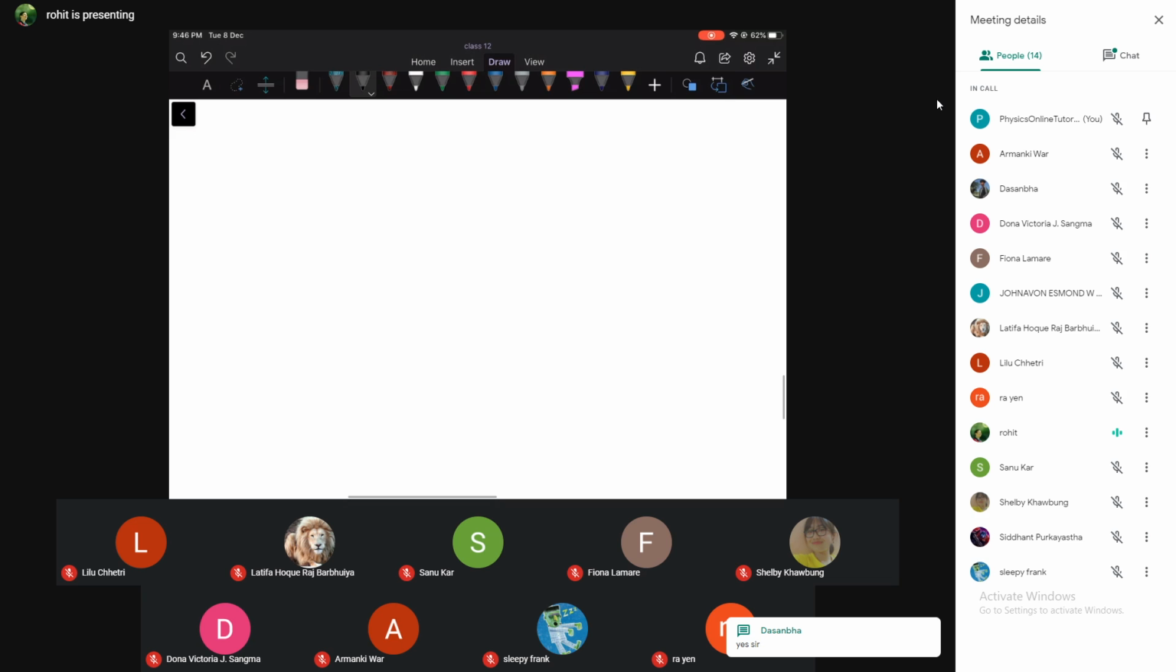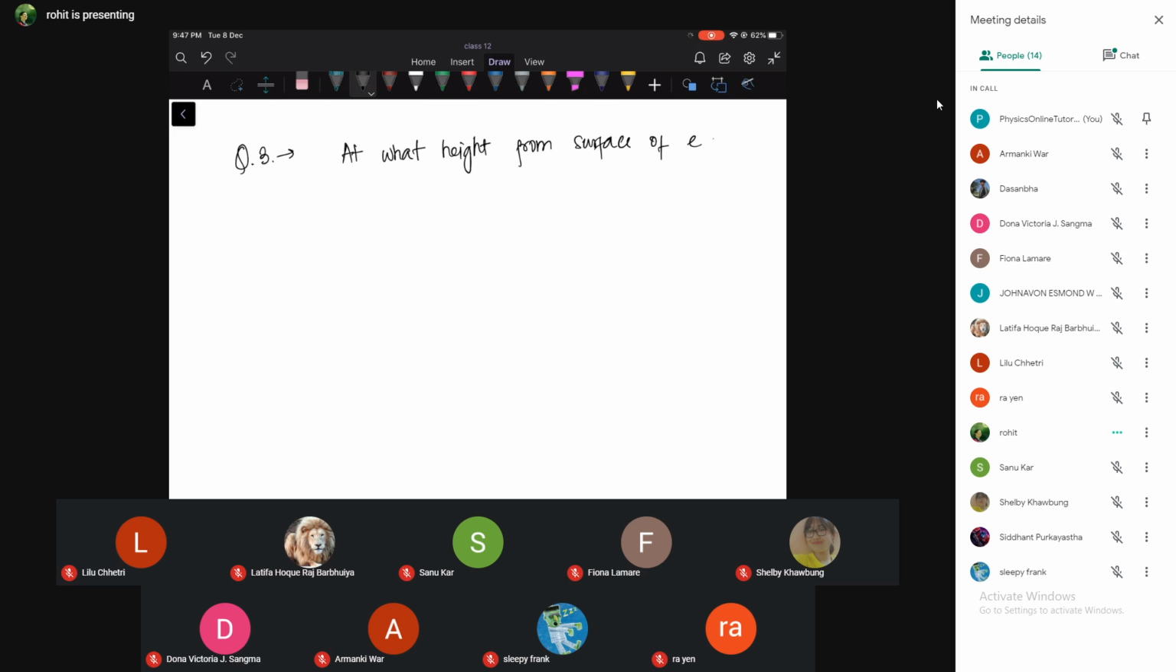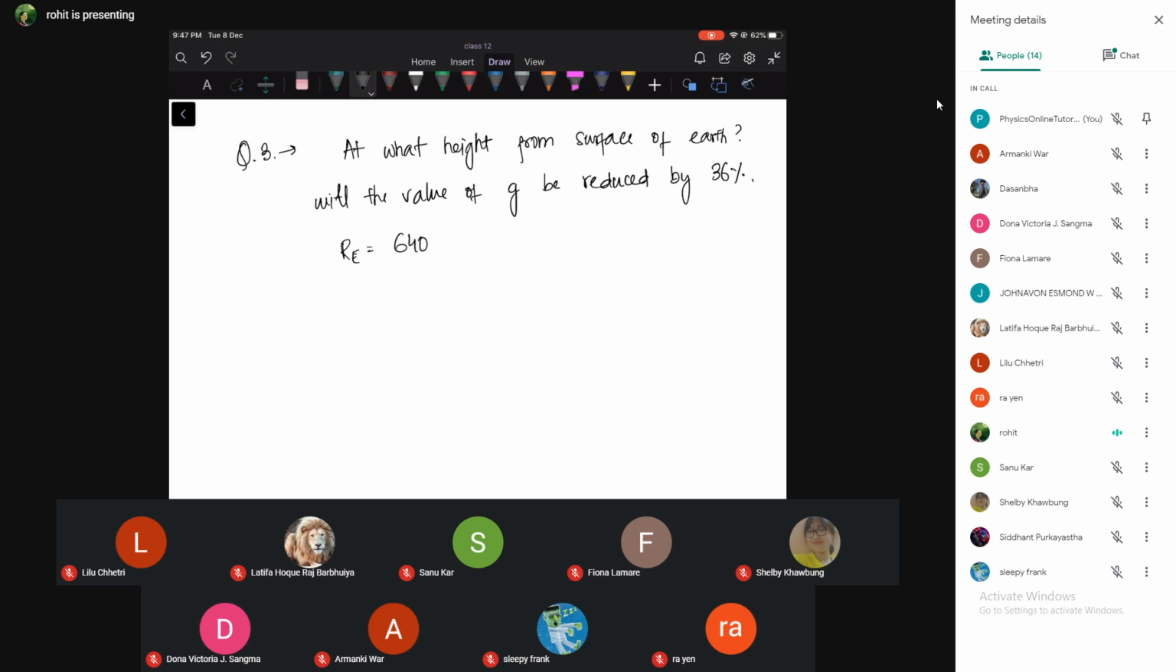Let me go to the next problem now. Question number 3 in your notes. The question is, at what height from the surface of the Earth will the value of g be reduced by 36%? They've said again, take the radius of the Earth to be 6,400 kilometers.